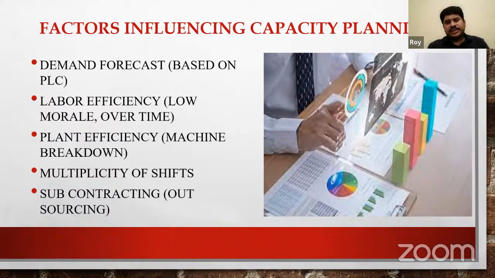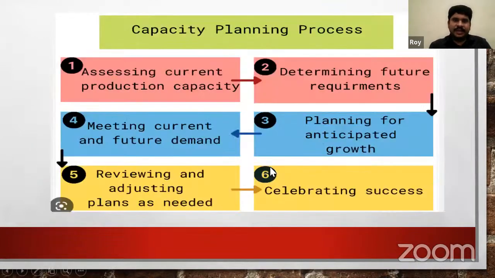Next one is the multiplicity of shifts. If we have a small plant and we want continuous production, some people will work in the day shift, the morning shift, and some people will work in the evening shift, and so on. Next, subcontracting or outsourcing. If there are a few steps, some raw materials or some process in our total production process, that we have given to others, and they are late, and our production process is linked to them, it will definitely affect the capacity planning. These are the factors which will influence the capacity planning.